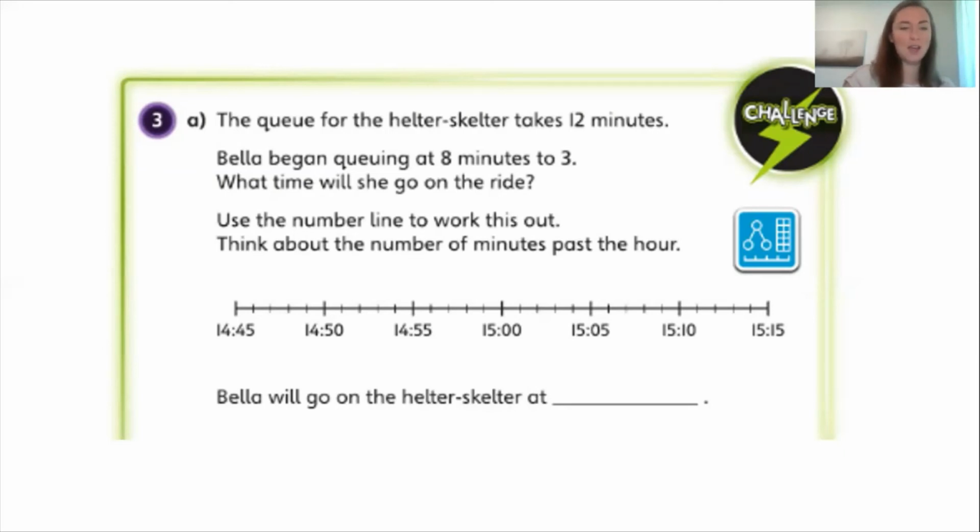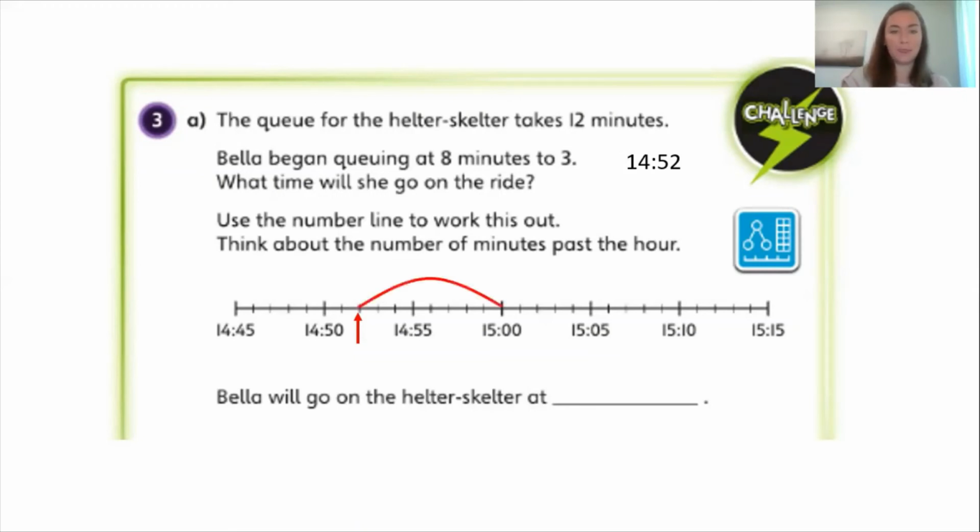All right, so Bella started queuing at 8 minutes to 3. Another way of saying this is 2:52 or 14:52 in the 24-hour clock. I've marked this on the number line. Here it is, 14:52. She then had to queue for 12 minutes. I'm going to do those in jumps now.